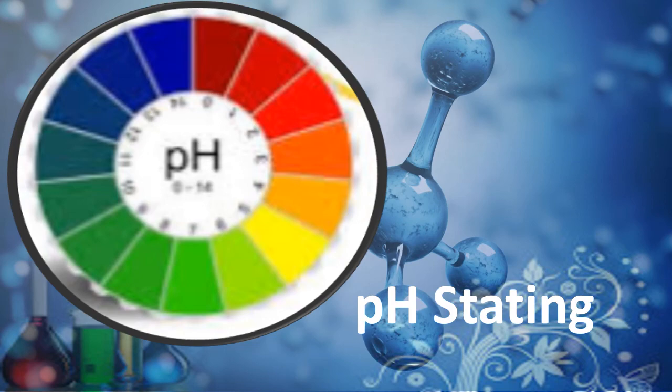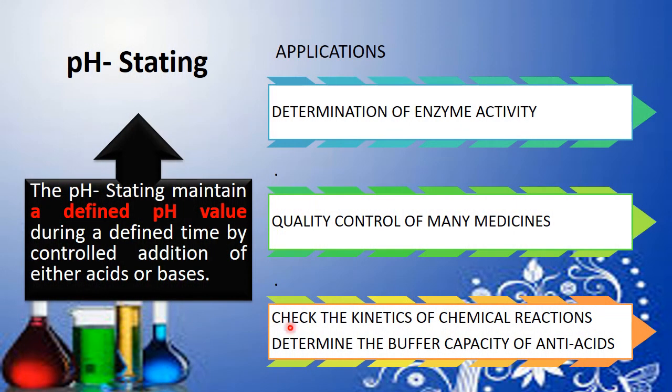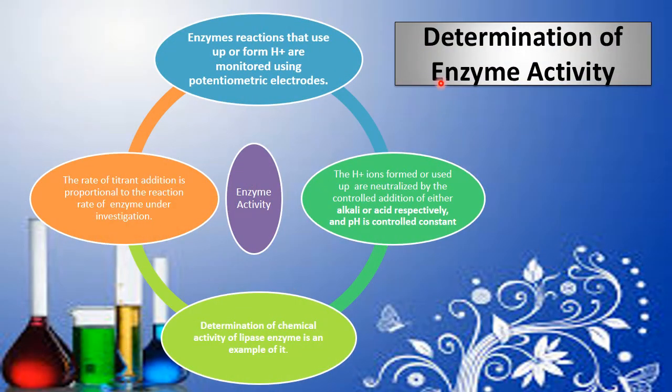pH stat. A pH stat maintains a defined pH value during a defined time by controlled addition of either acids or bases. Applications here include the determination of enzyme activity, quality control of many medicines, checking the kinetics of chemical reactions, and determining the buffer capacity of antacids. First one is the determination of enzyme activity.